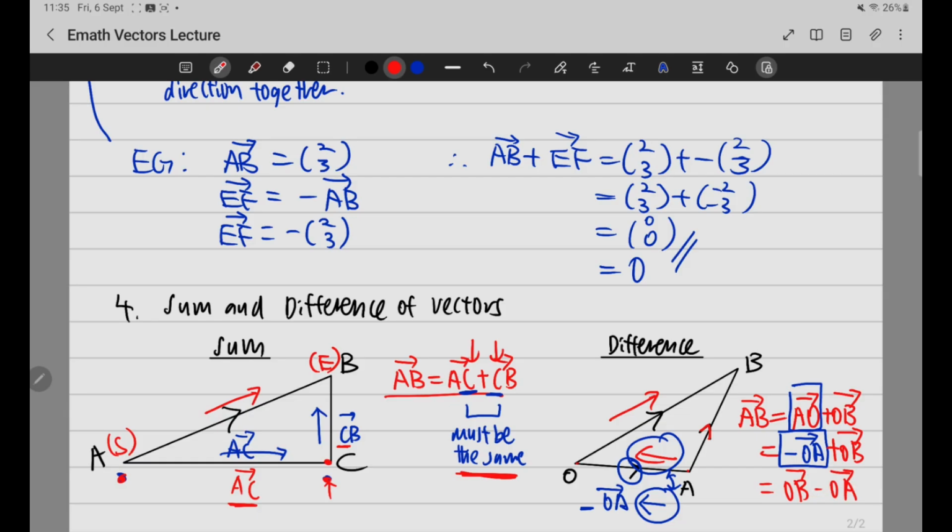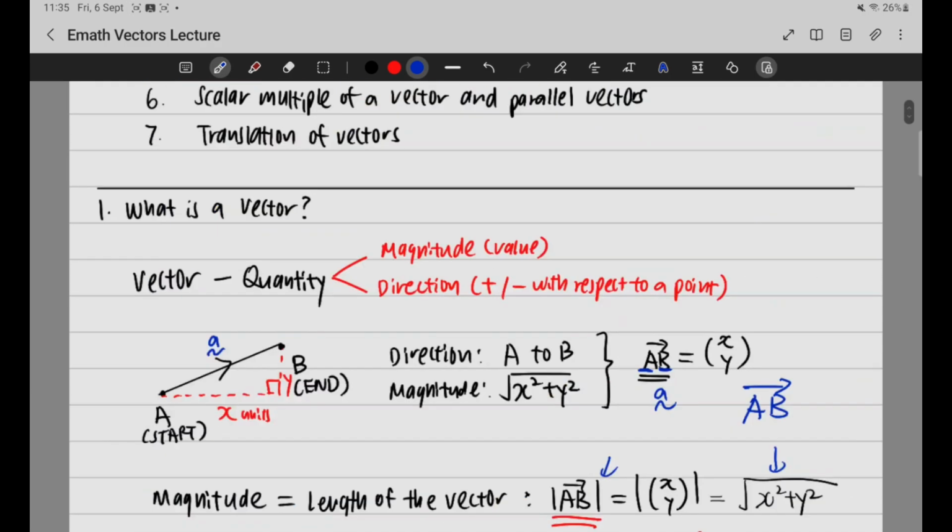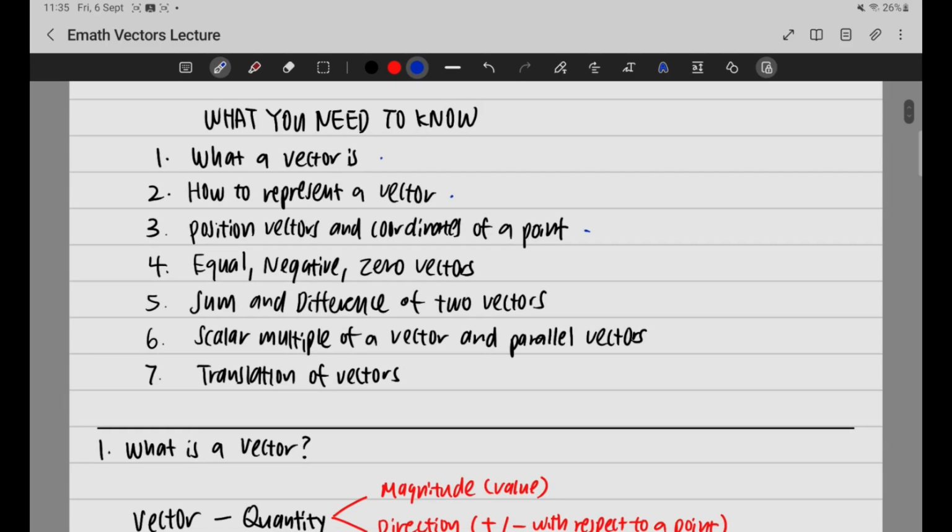So in order for you to subtract two vectors to get one resultant vector, always remember your first point must be the same. Your first point must be the same, and then this point will match with this point, and then this point will match with this point. So for the difference of vectors, if you can't really visualize it, just memorize. But for the sum of vectors, please make an effort to go and visualize what is happening, as I've explained earlier on.